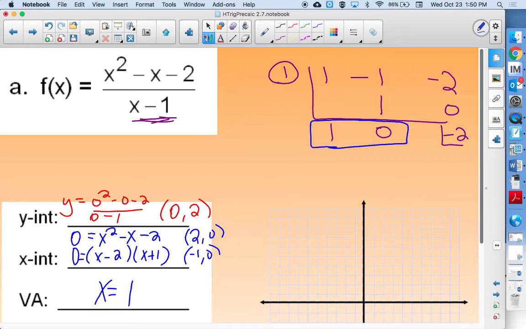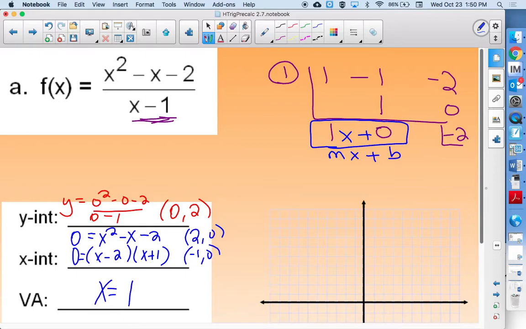So what does that remaining piece represent? If I started with x squared, what does the 1 and the 0 get attached to? What variables does it go with? So the 1 goes with the x. This is mx plus b form. It's a line. It's an asymptote.